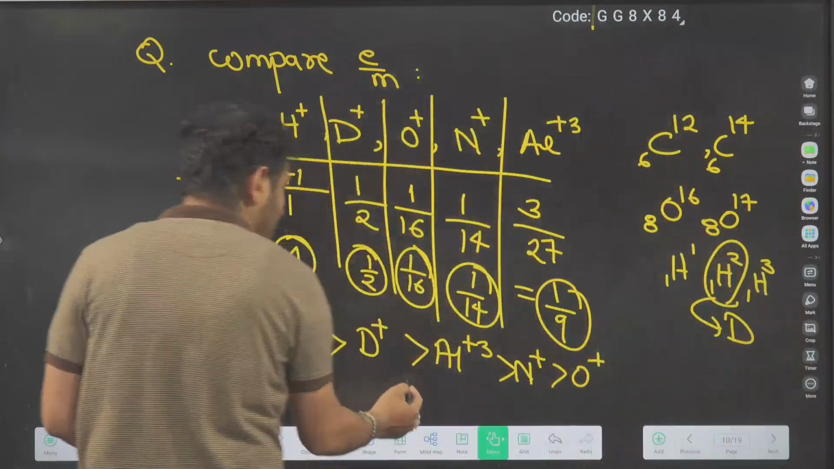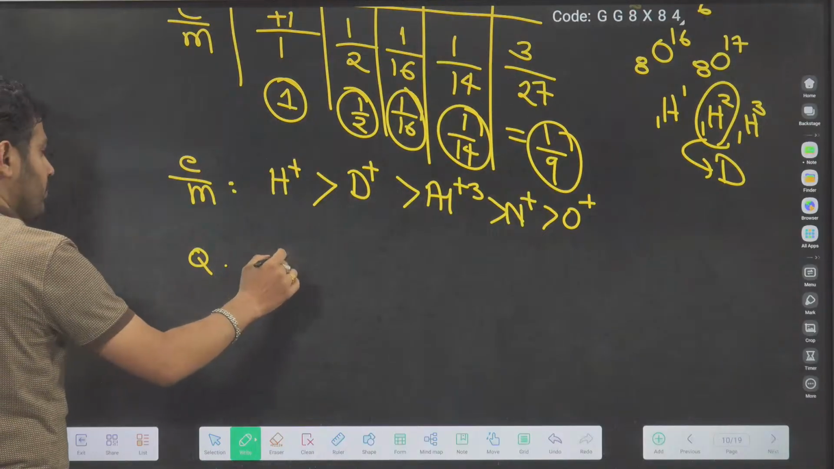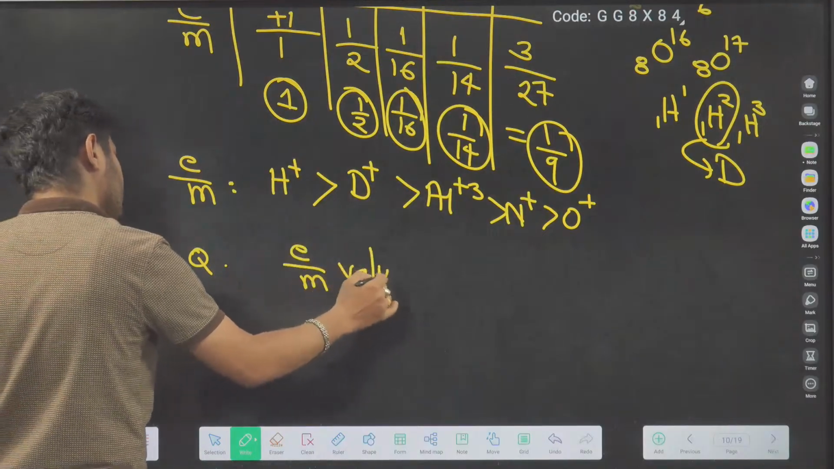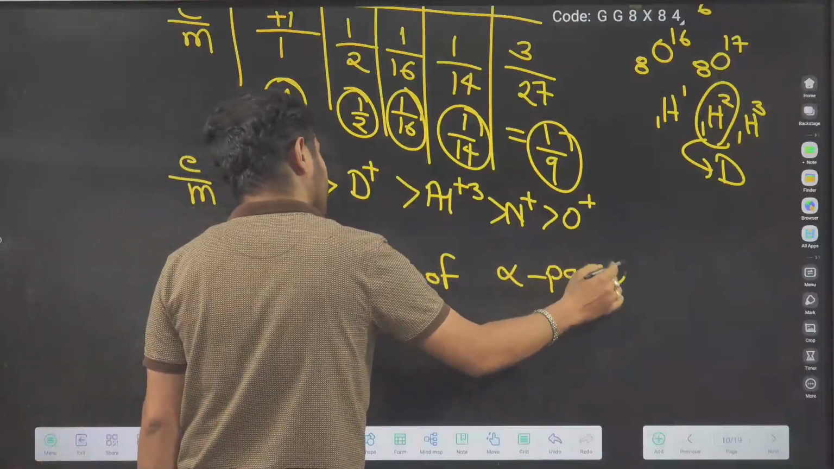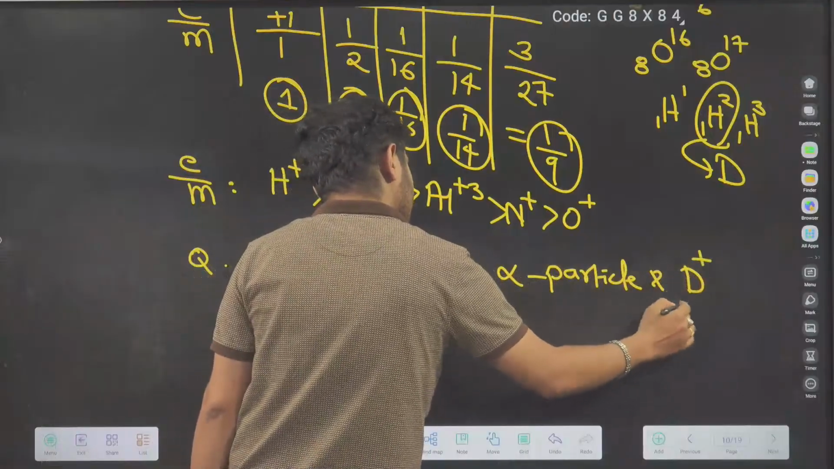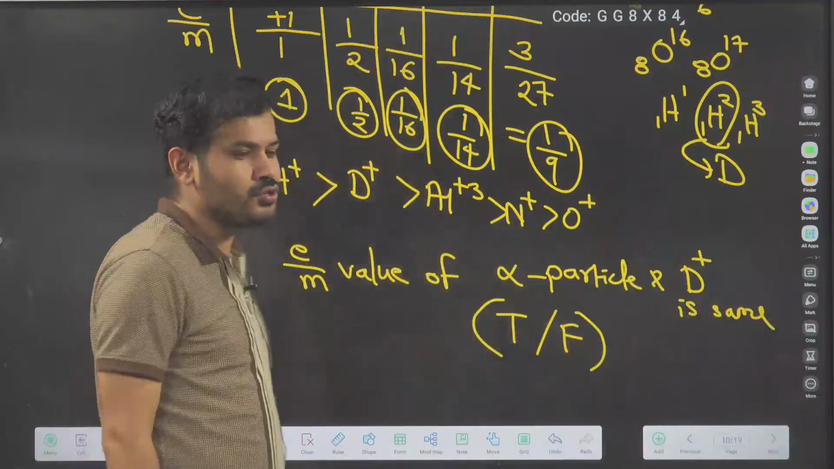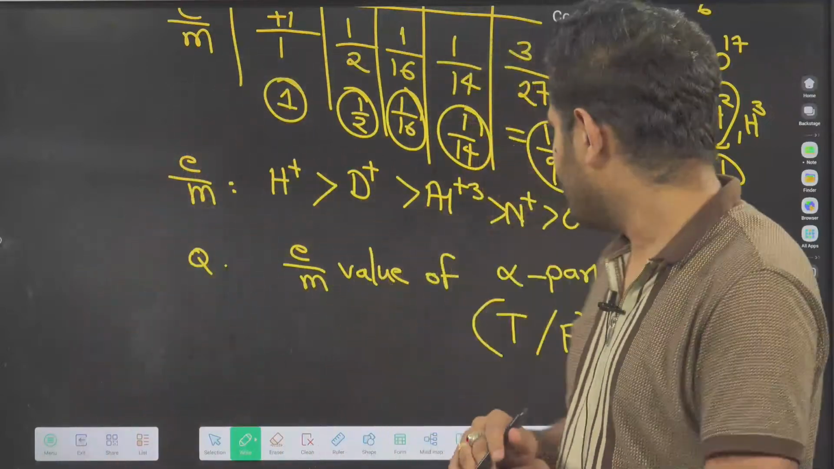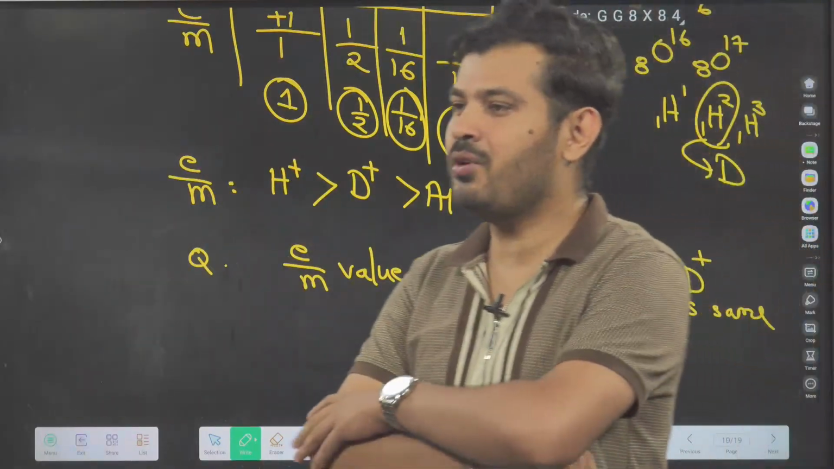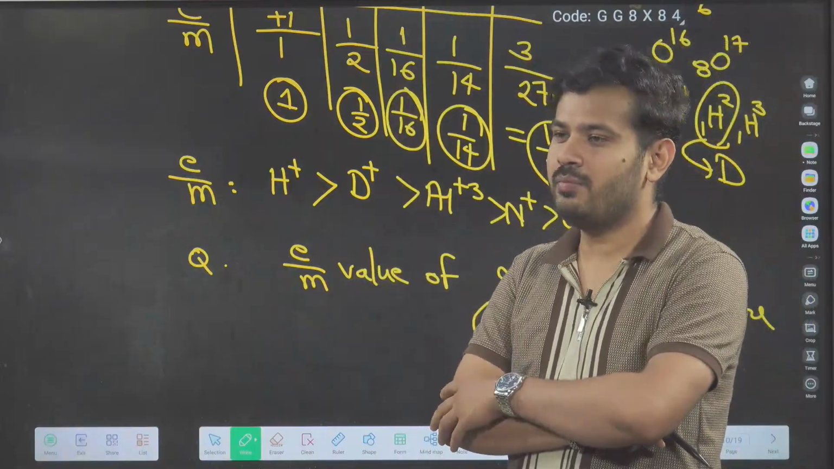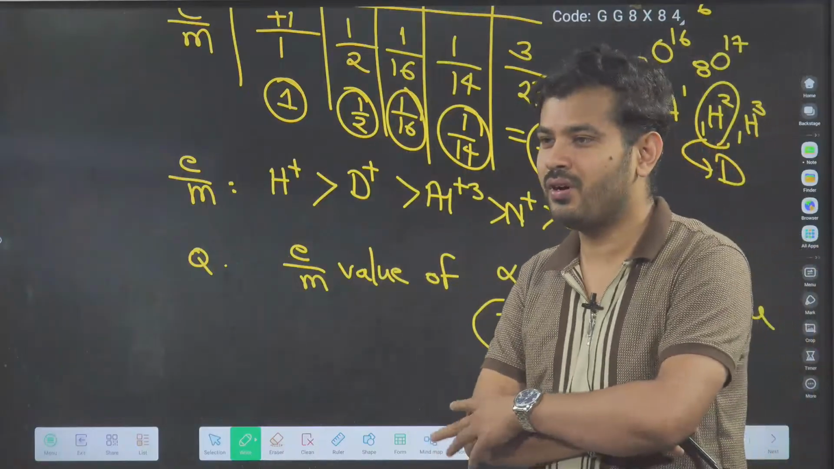Now, I have a question for you. E by M value of alpha particle and deuterium plus is same. True or false? Please answer this question. Check whether it is same or not. Can you please check whether it is same or not? False, false, true, true, false.